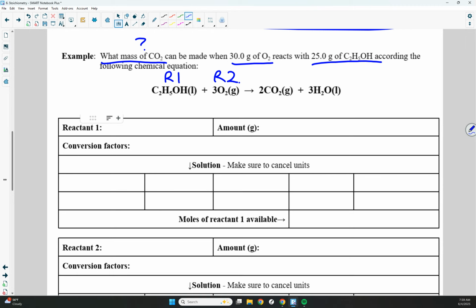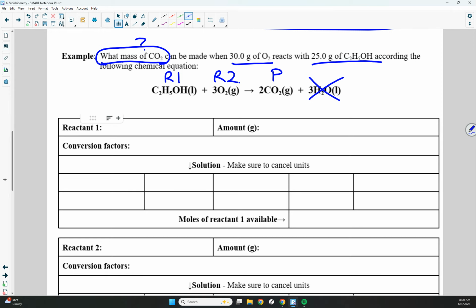And our product of interest, the thing we're trying to figure out, is the mass of CO2. So I'm going to go ahead and label that as P. And we don't really care about water here, so you can cross that out if you want. That is not relevant to this particular question.